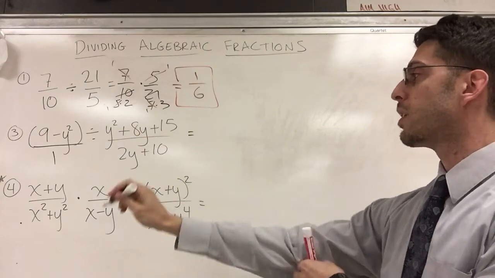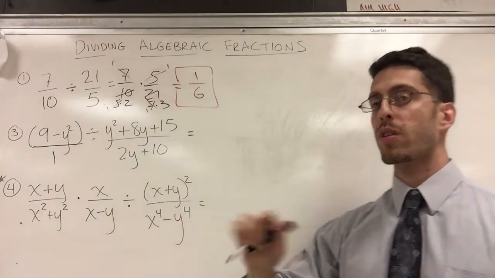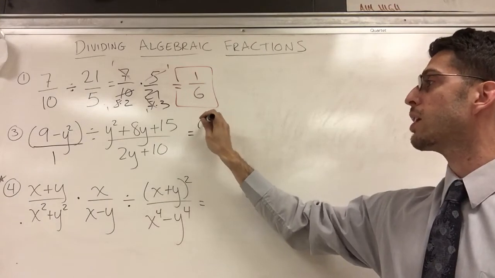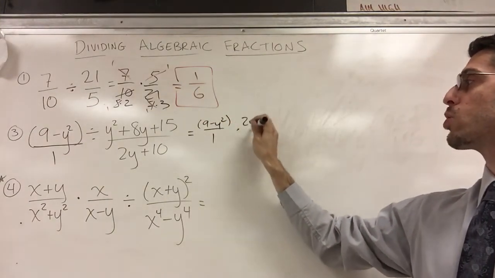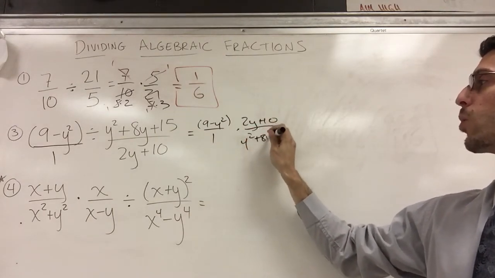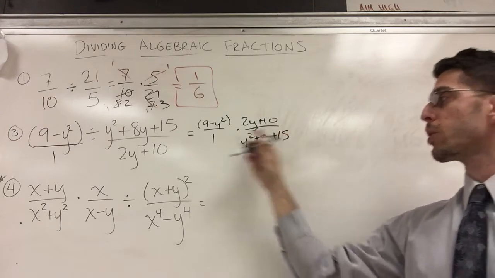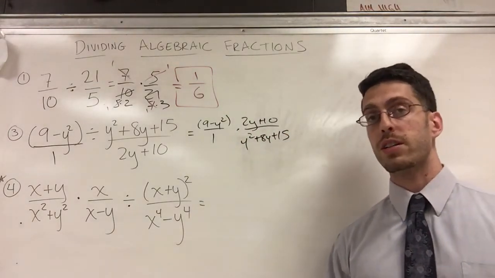Actually, you know what I'm gonna start to do? I'm gonna write it really small because I'm gonna wanna factor it. So I got 9 minus y squared over 1 times 2y plus 10 over y squared plus 8y plus 15. When you do this enough, you can skip this step. Because what I want to do is now factor, all right?